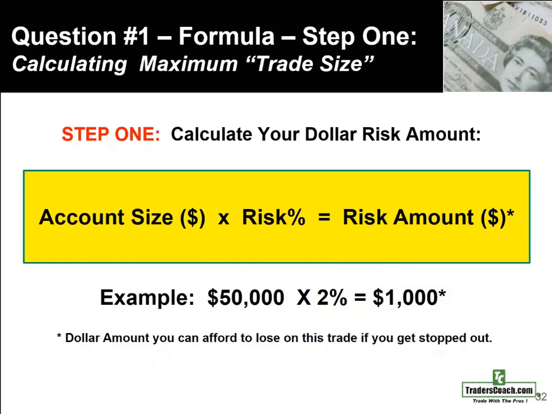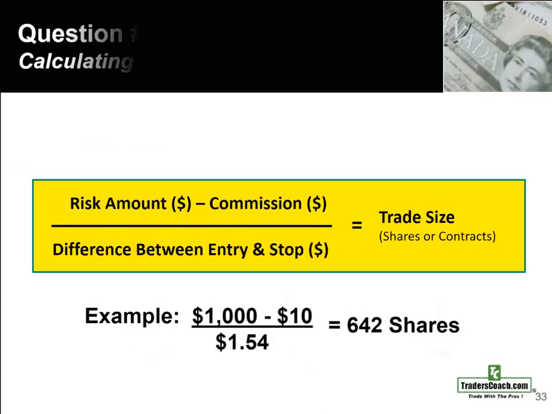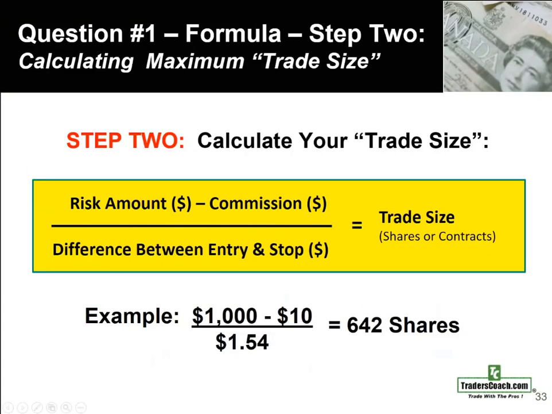So let's move on. What's the second part of the equation? Now we're actually going to calculate your trade size. We're going to take that $1,000 and subtract out the commission, because we're going to get it as a net value. The difference between the entry and the stop in this example is $1.54, so the raw risk is $1.54. We divide the amount over 1.54, and it gives us a maximum trade size of 642 shares with those variables.